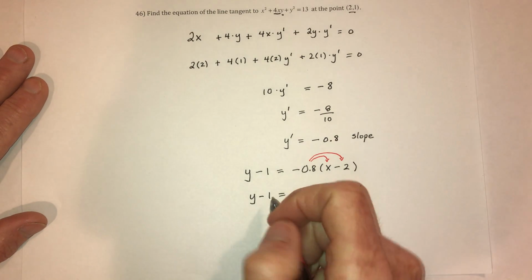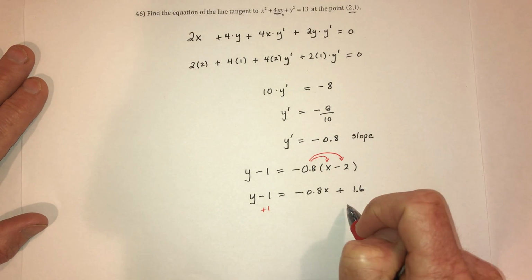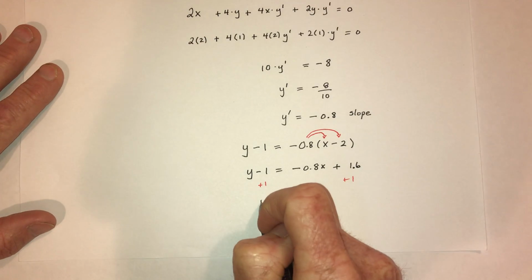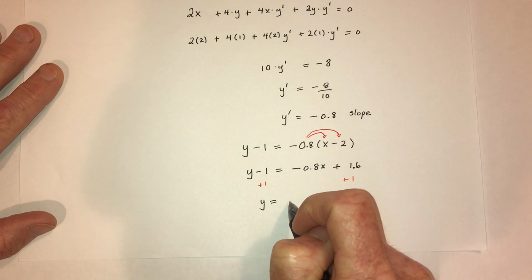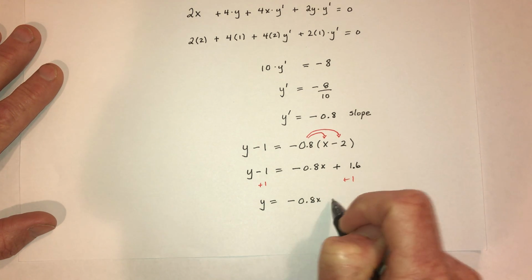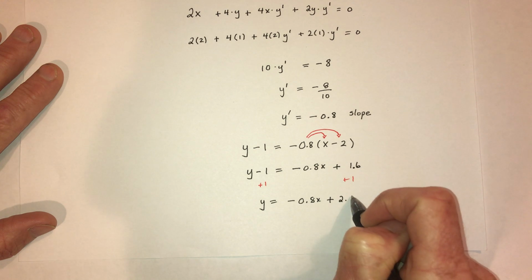And you're right, there's only one step left. Add 1 to both sides. So the equation of the tangent line is going to be y equals negative 0.8x, and then this will be plus 2.6.